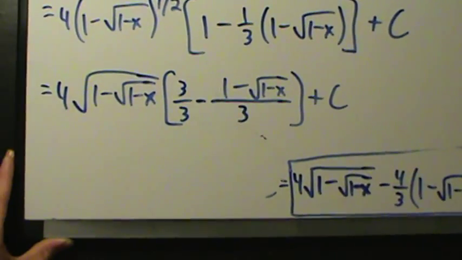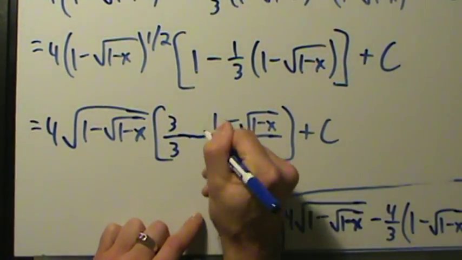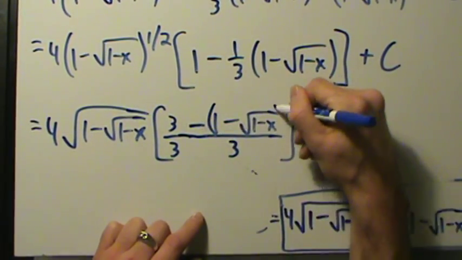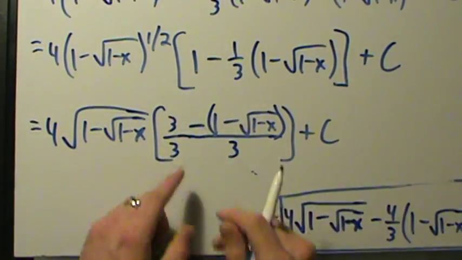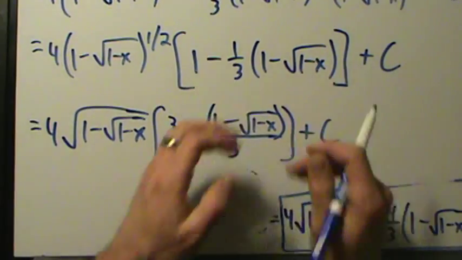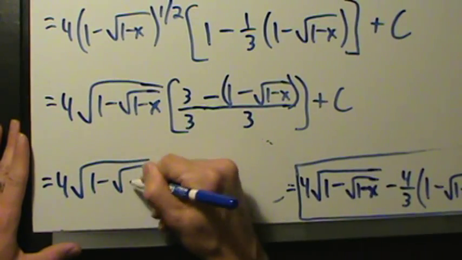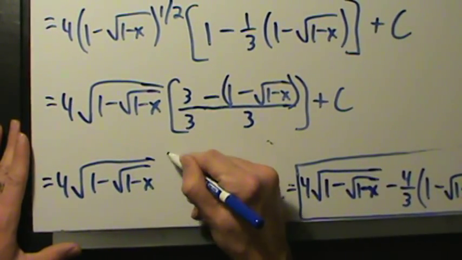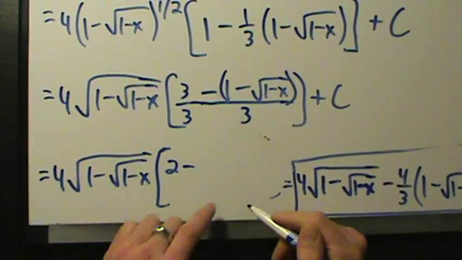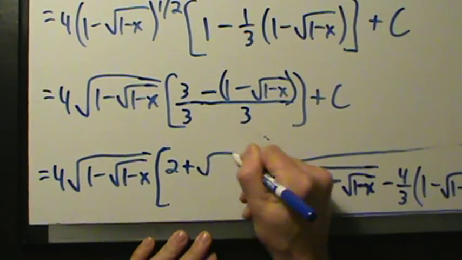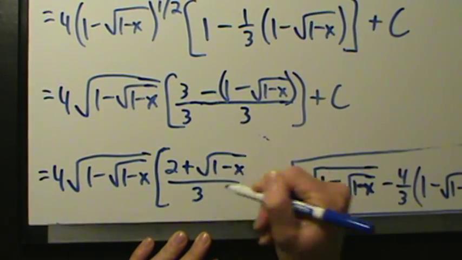So then if we simplify a little more, what's going to happen here? We want to be careful. When we combine this into one fraction, it's this minus, but it's minus this whole thing right here. So watch out, we do need these parentheses because this minus sign affects everything over here. When we combine it into one fraction, the minus sign still affects everything. So what we're going to have then is 4 times the square root of (1 minus root 1 minus x) times what's inside of here. 3 minus 1 is 2. And then minus negative becomes plus. So we do have that in there, and then all that's still being divided by 3.